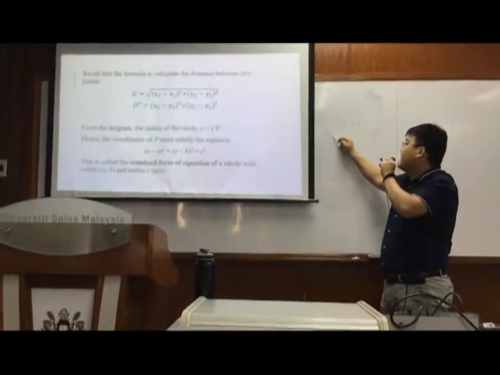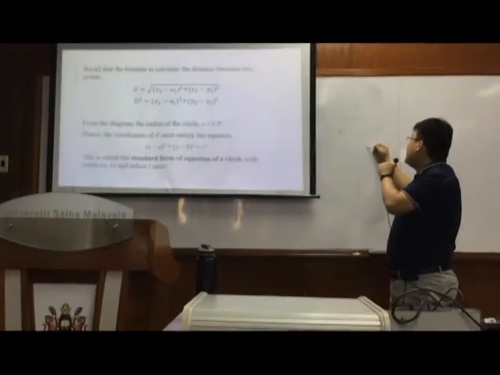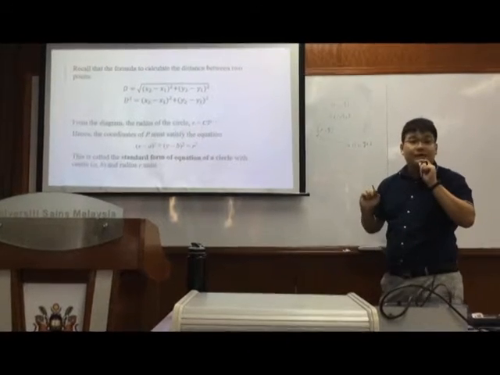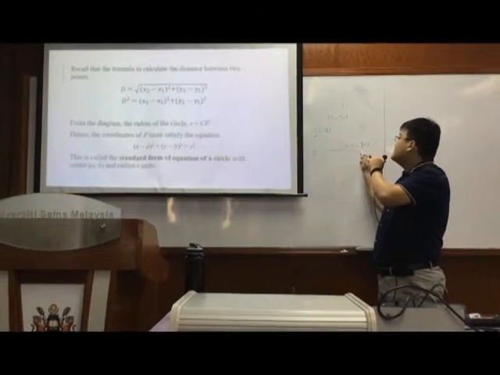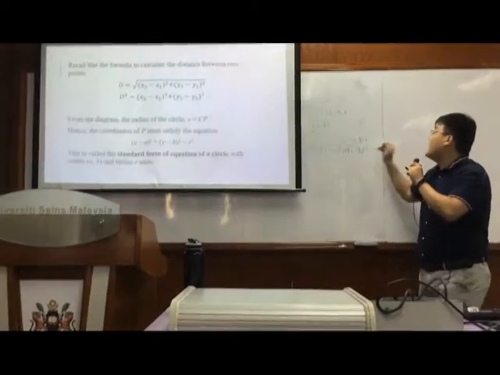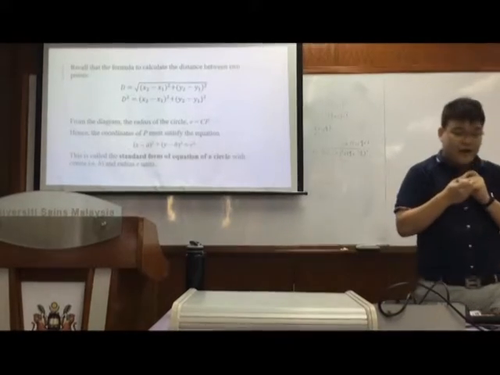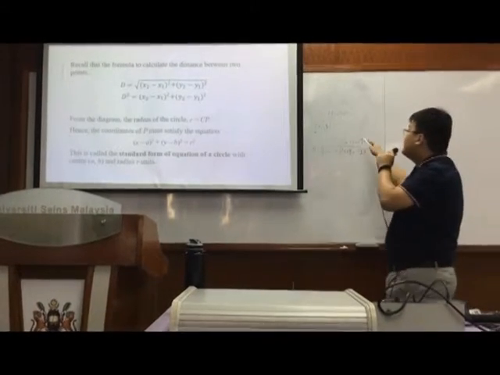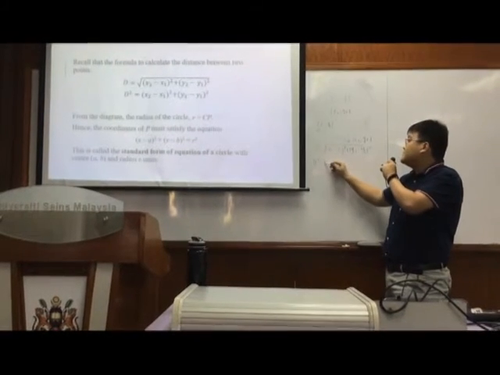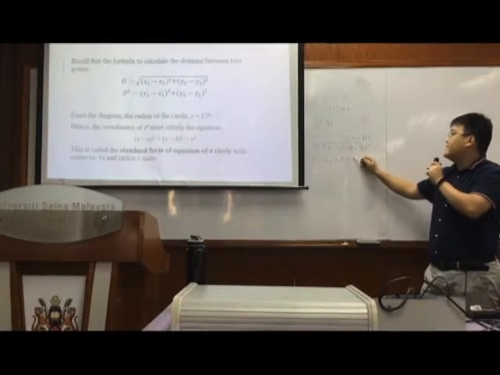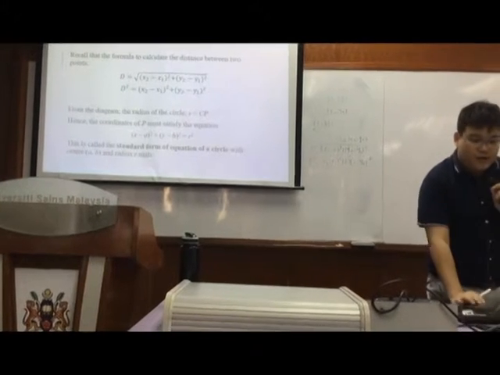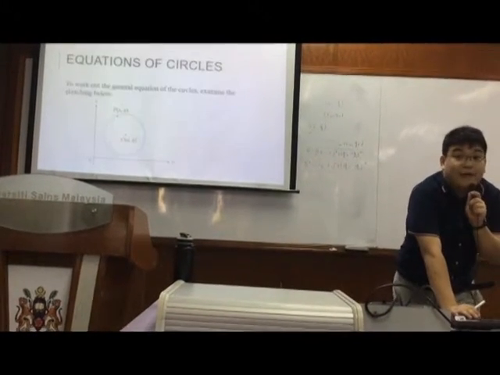So let this point be x1, y1, let this point be x2, y2. To find the distance between these two points, we use the formula d equals the square root of x2 minus x1 squared plus y2 minus y1 squared, which you already learned in Form 2, right? Squaring both sides, we get d squared equals x2 minus x1 squared plus y2 minus y1 squared. Okay, understand? Now observe the diagram again.